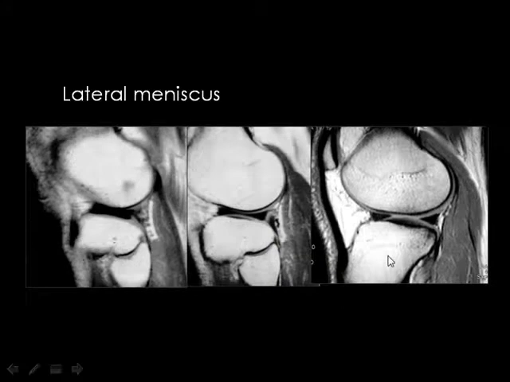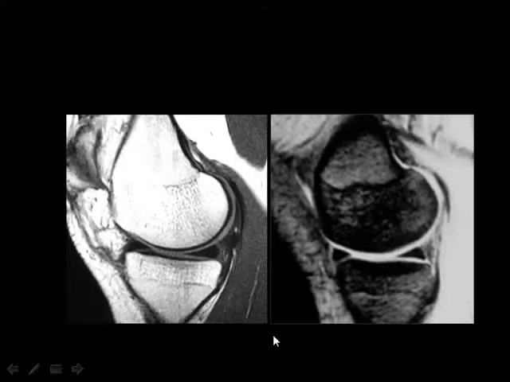Which meniscus is this one? Lateral meniscus, and this is the anterior horn, and this is the posterior horn, and this is the meniscal body. Which meniscus is this one? Medial meniscus, and this one is medial also.